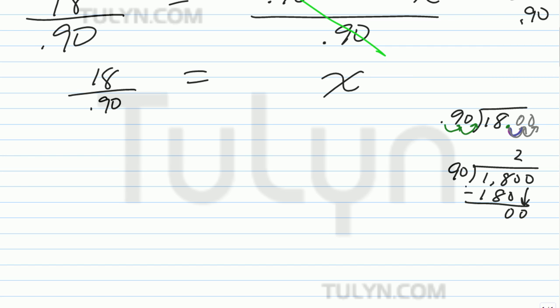Carry down the 0. 90 into 0 is 0 times. 0 times 90 is 0. So subtract. Get 0. No remainder. So x is equal to 20.